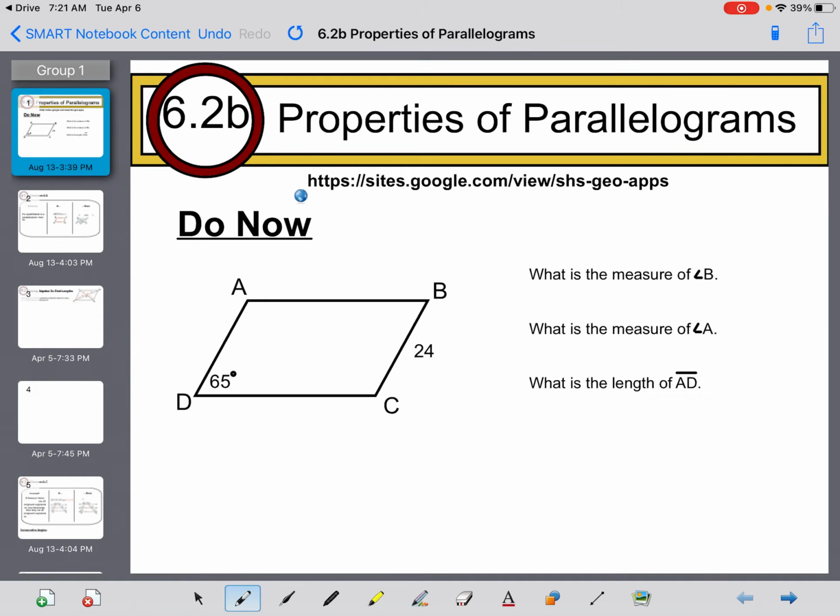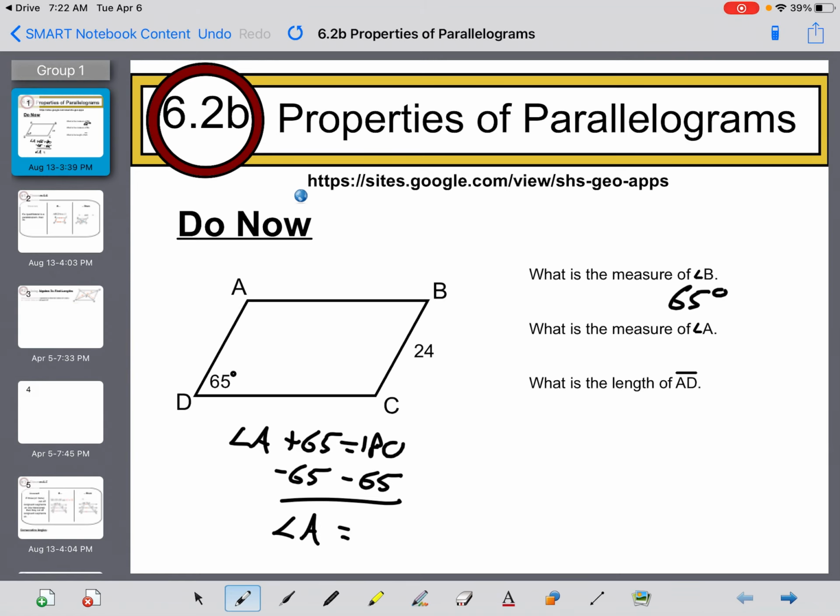Well, the measure of angle B is right here, okay? Remember, in a parallelogram, opposite angles are congruent, so angle B has to be 65 degrees. The measure of angle A, well, angle D and angle A add up to 180 because they're consecutive angles. So we get angle A plus 65 equals 180, minus 65 on both sides, and angle A is equal to 115. AD and BC are opposite sides, and opposite sides in a parallelogram are congruent, so AD is 24.